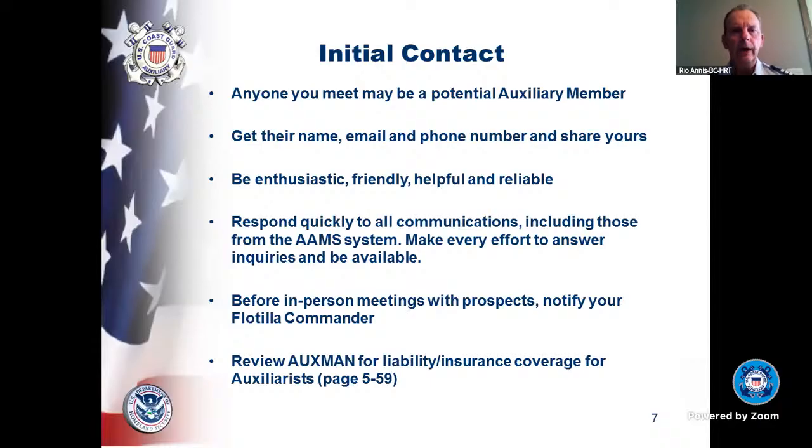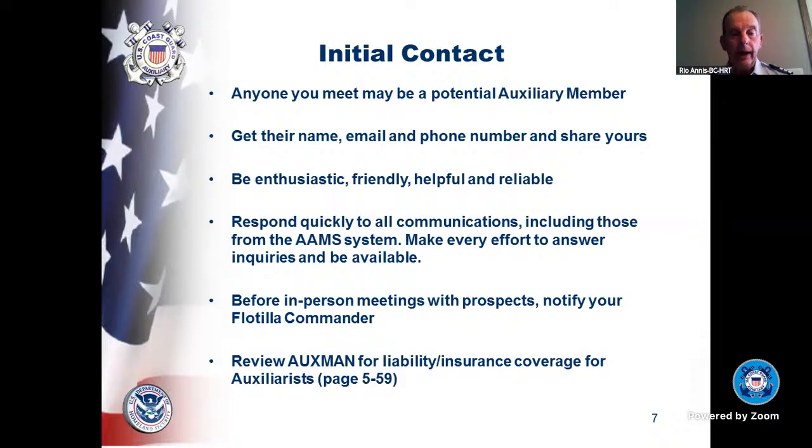So for initial contact with a prospect, really almost anyone you meet could be a potential auxiliary member. It could be somebody at one of your church groups or at some other function that you're at. If they find out that you're in the auxiliary and they hear some of the stories you tell about the fun things that you do, they may become interested. So you definitely want to get their name, email, and phone number, and share yours as well.